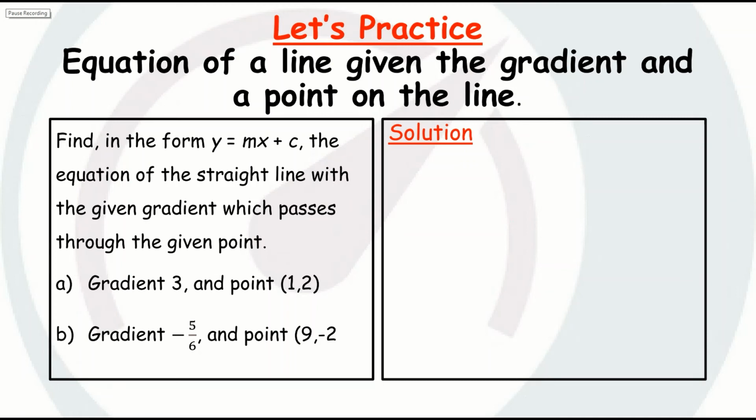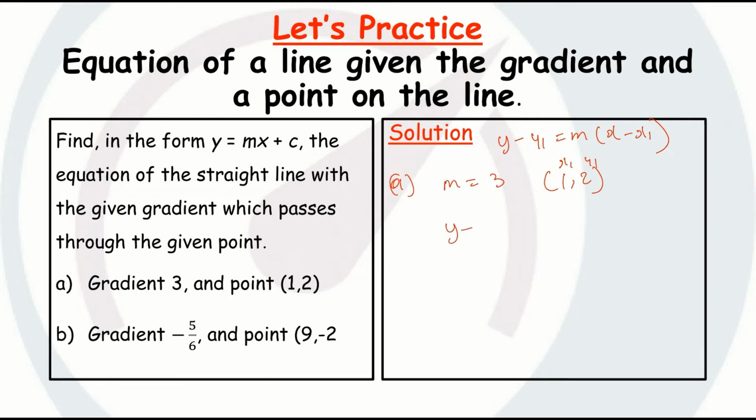I'm going to rework the questions using the point gradient form. The point gradient form is y minus y1 is equal to m times x minus x1. Now we know m is our gradient, just like that, same way. So for a, we have m is equal to 3, and the point (1, 2), this gives our x1 and y1. So we go ahead and apply our algebraic substitution.